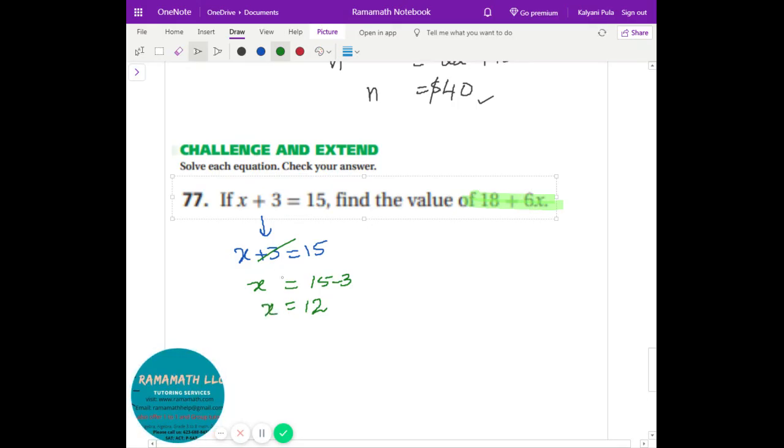And then x is 12, because x plus 3 is 15, so I subtracted 3 on both sides. And then I get this one here. So now 18 plus 6 times 12. In the last unit, we learned how to evaluate functions. So that's what it is. So 18 plus, 6 times 12 is 72. So that's 90.